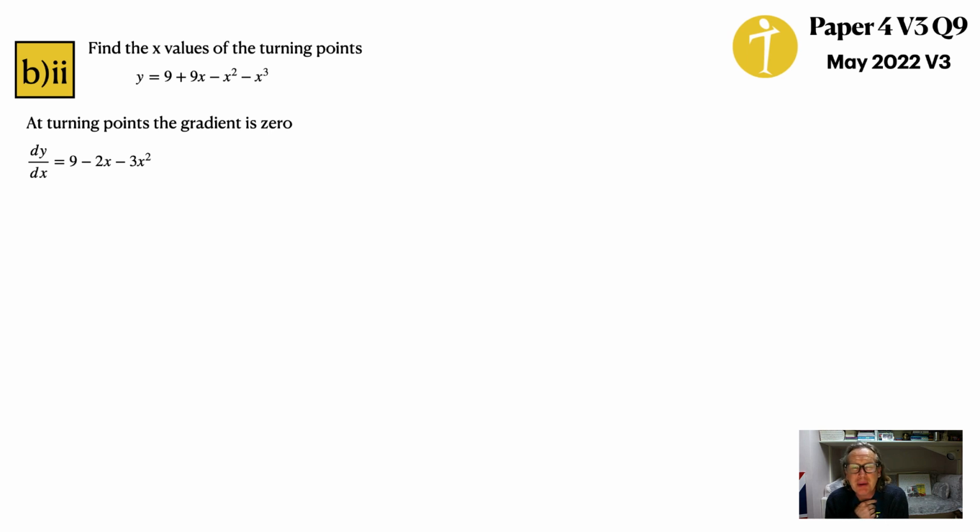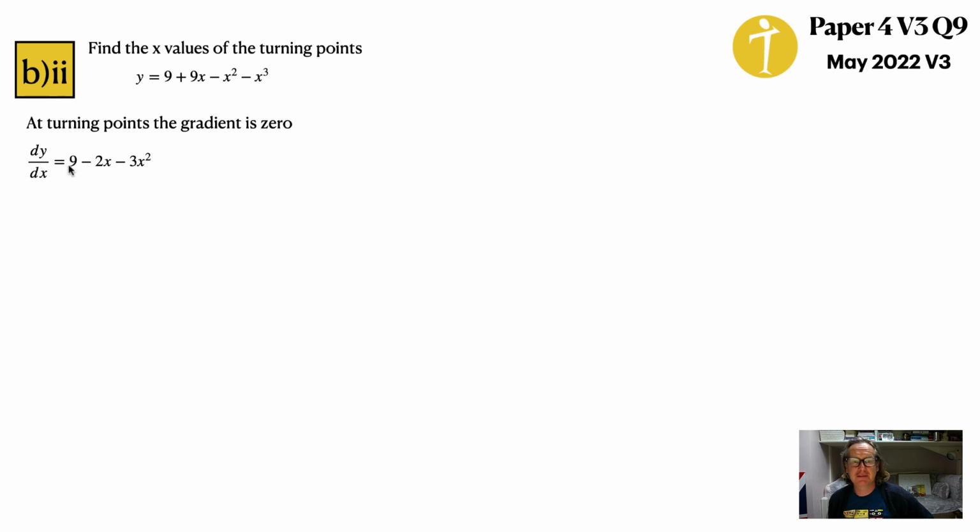So in B part 2, you have to find the x values of the turning points. And this is your function, and you've just figured that out by expanding the brackets in the previous part of the question. The key point here is that at the turning points, the gradient is 0. So we're interested in the gradient, which is why we need to now differentiate the function.